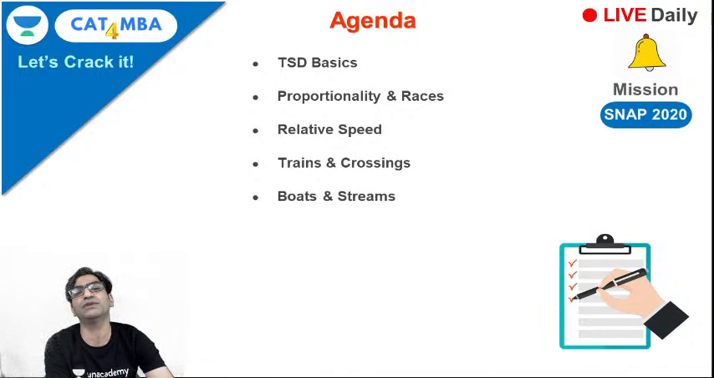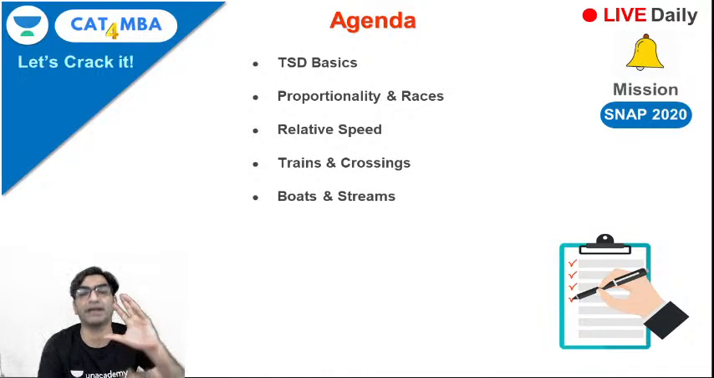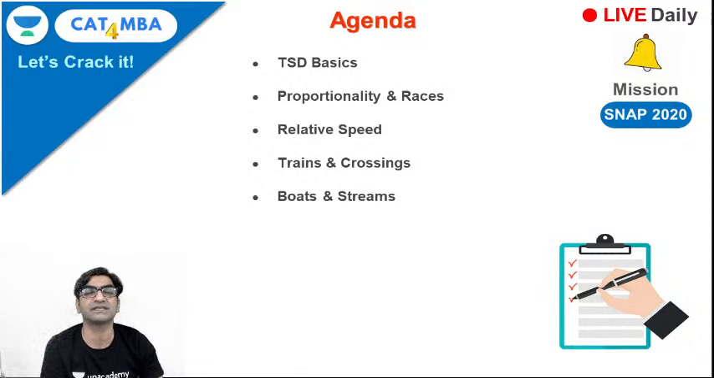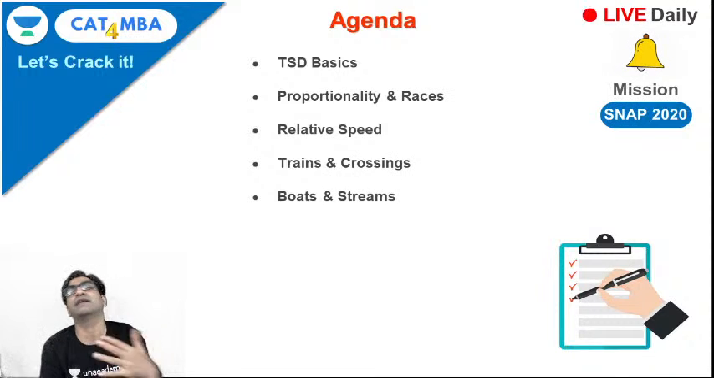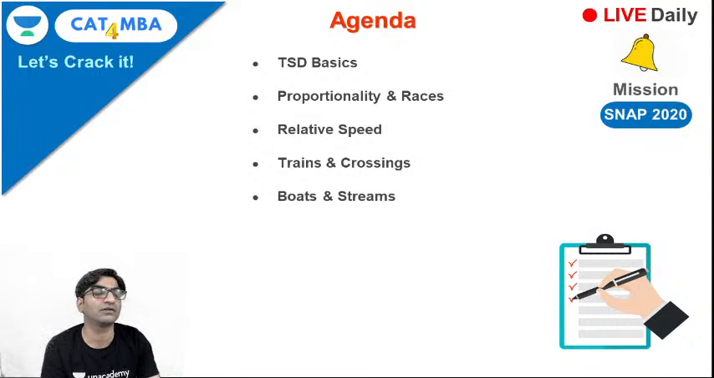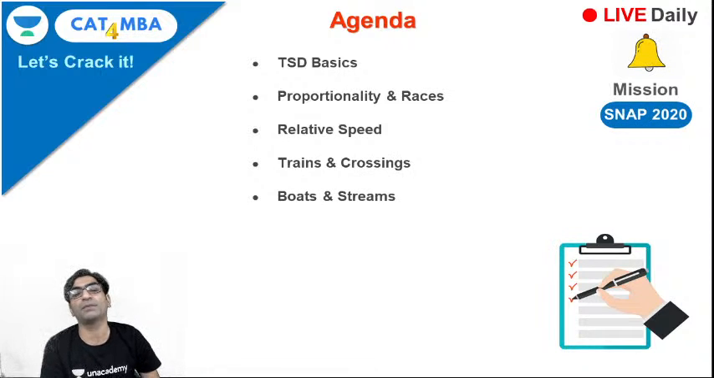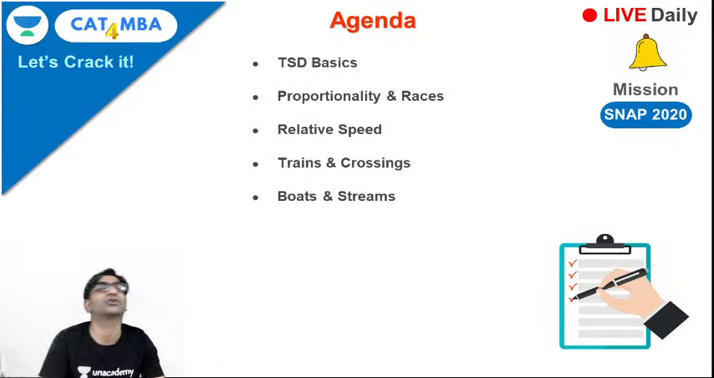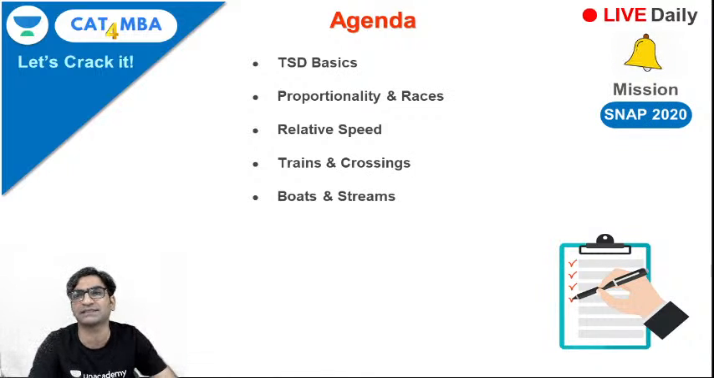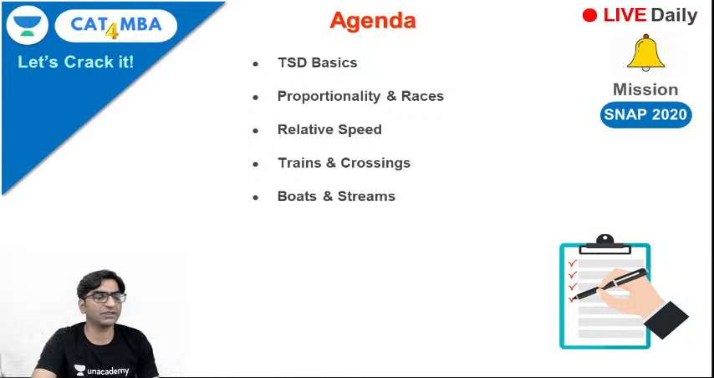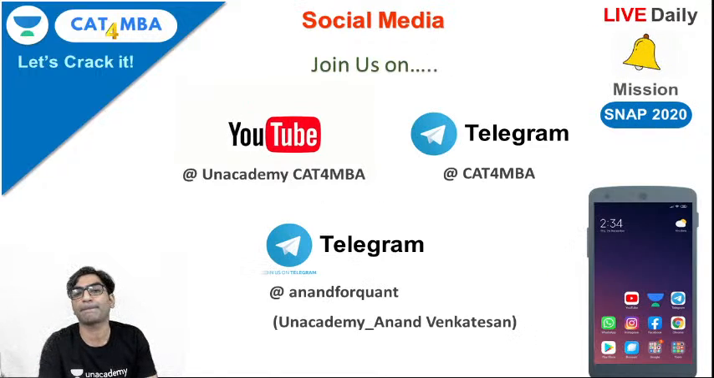Here's what I'm going to deal with today: basics of TSD, followed by major question types. We're going to deal with proportionality, talk about a question type called before and after there, and also apply it to race problems. Then we'll deal with relative speed, apply it on relative speed problems, but also deal with questions on trains, questions on boats, and escalator problems, right? So that's the quick sort of agenda for today's session.